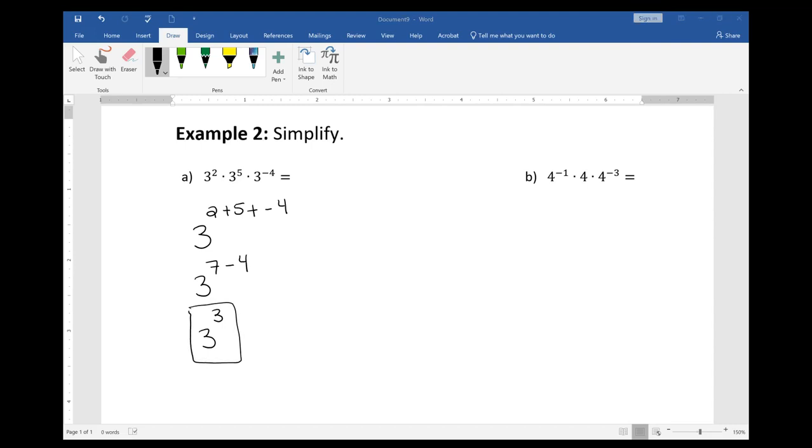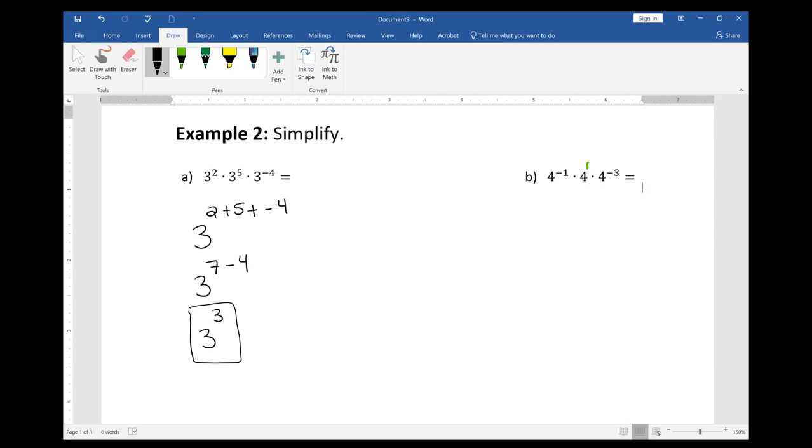Example 2, Part B. Simplify 4 to the power of negative 1 times 4 to the power of negative 3. 4 will have a power of 1, so I will write it there. So we would have to simplify 4 to the power of negative 1 times 4 to the power of 1 times 4 to the power of negative 3.